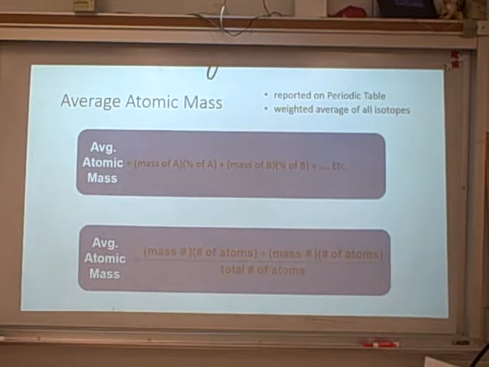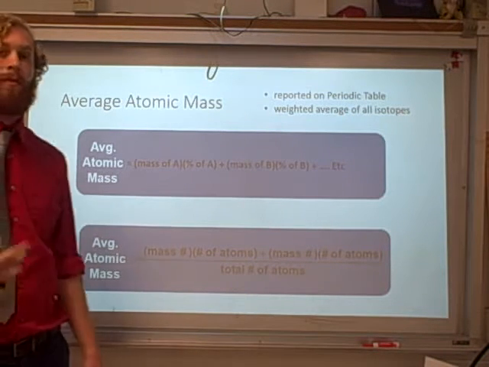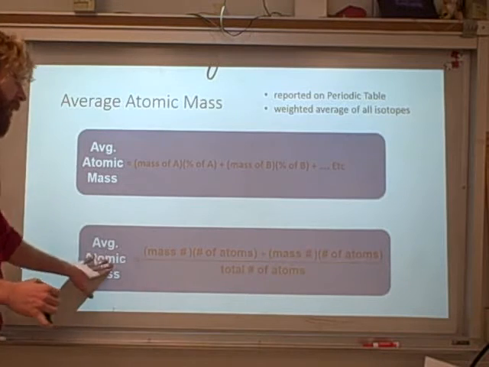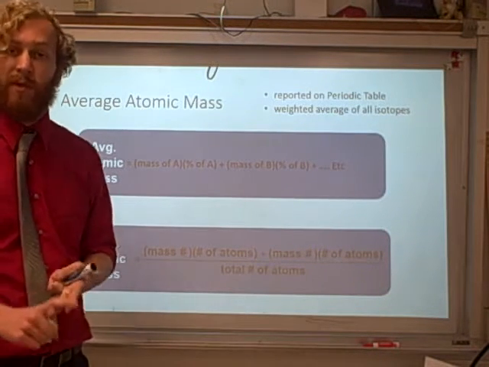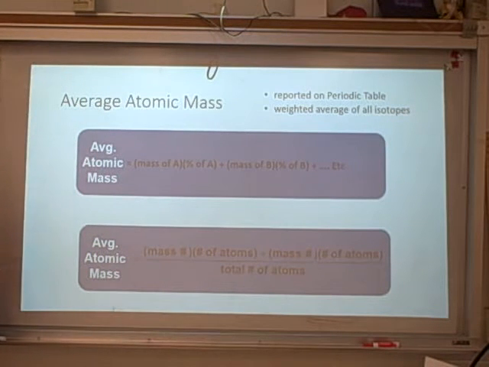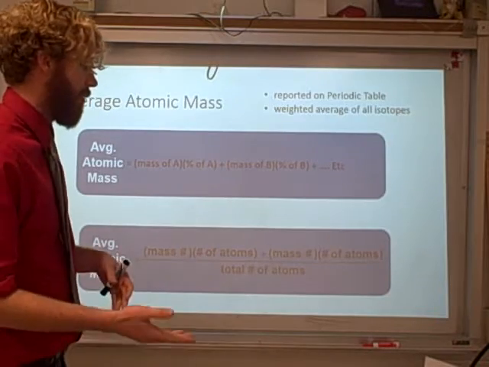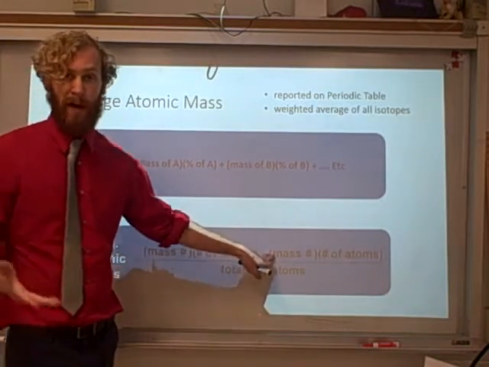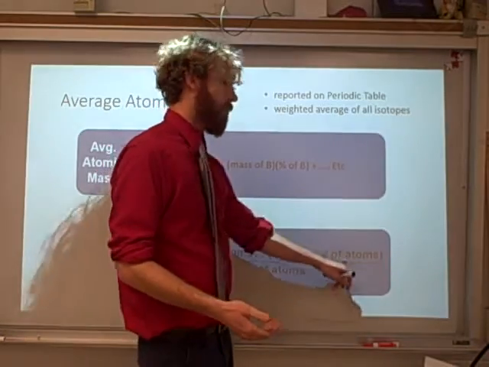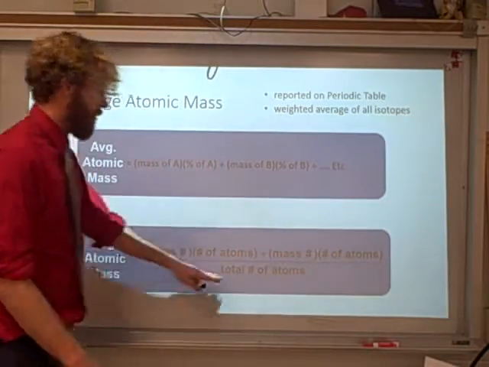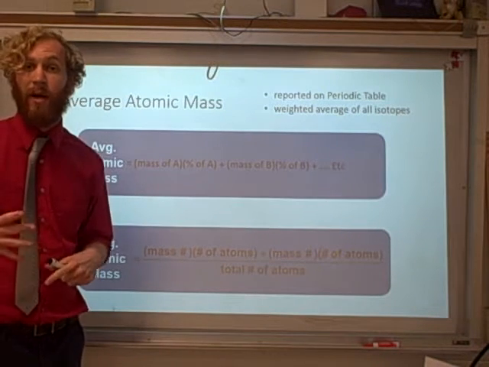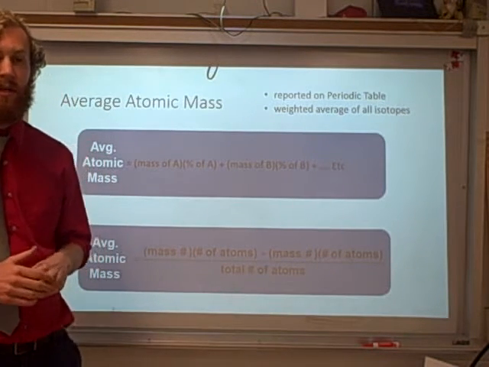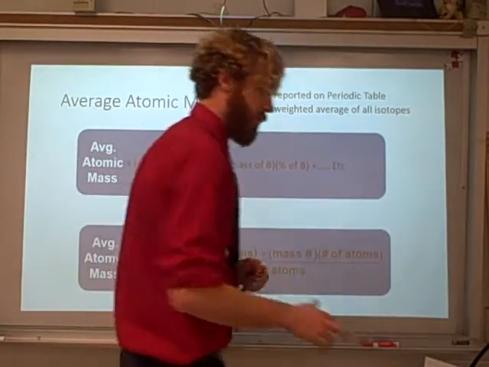If you're not given a percentage, but rather you're given the total number of atoms, you're going to use the bottom one, where you're going to take the mass number. Remember that mass number is protons plus neutrons. And you're going to multiply it by the number of atoms, and then add that to the mass number of the other isotope times the number of atoms of that isotope, and then divide by the total number of atoms. So this is all because there are isotopes in this world. There are different stable forms of different elements.